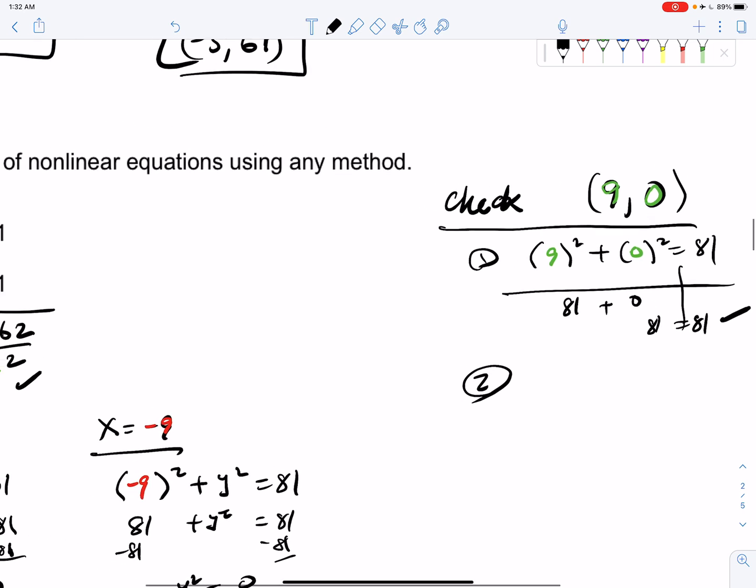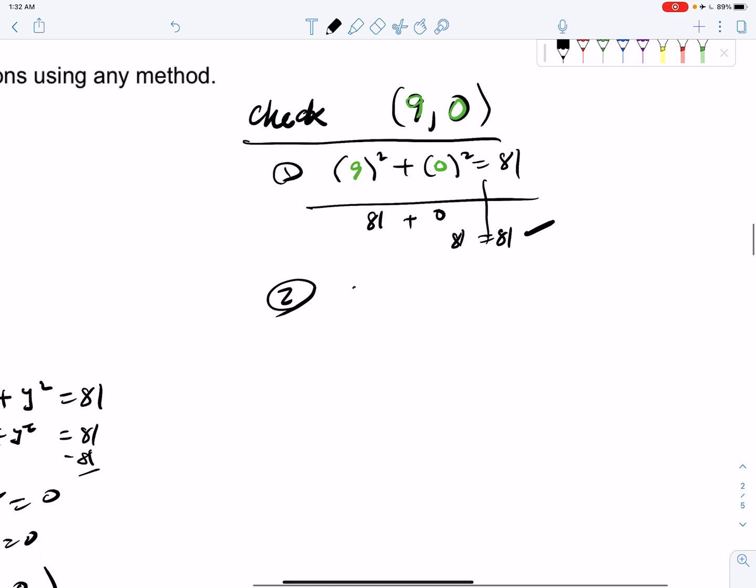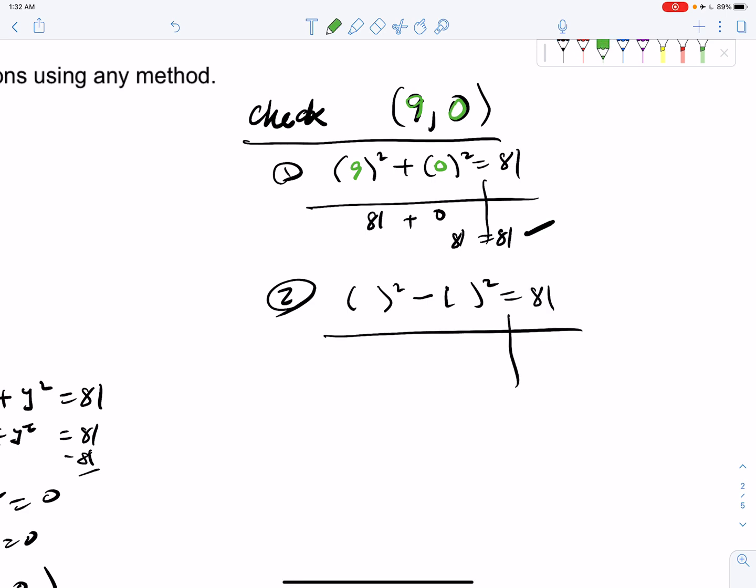What about our equation number 2? Because remember, it has to work for both equations. Equation number 2 just says x squared minus y squared equals 81. Once again, our values would be 9 and 0 for y. 9 squared is 81 minus 0. Well, that's still 81, which makes that true. So I know for sure that 9 comma 0 works.